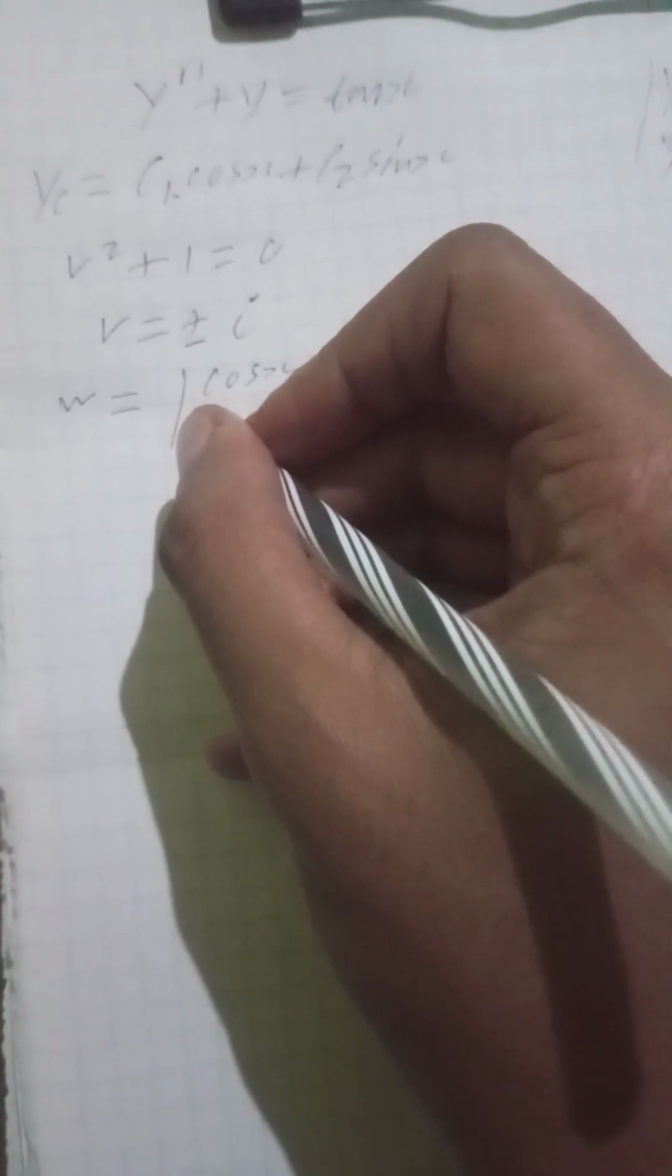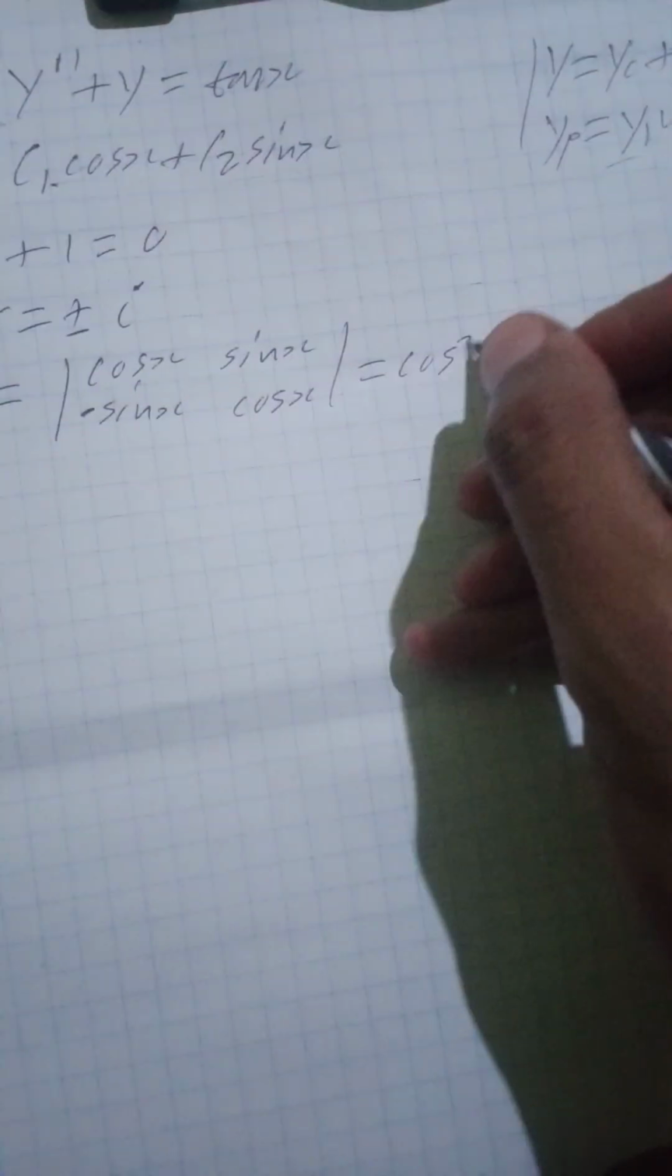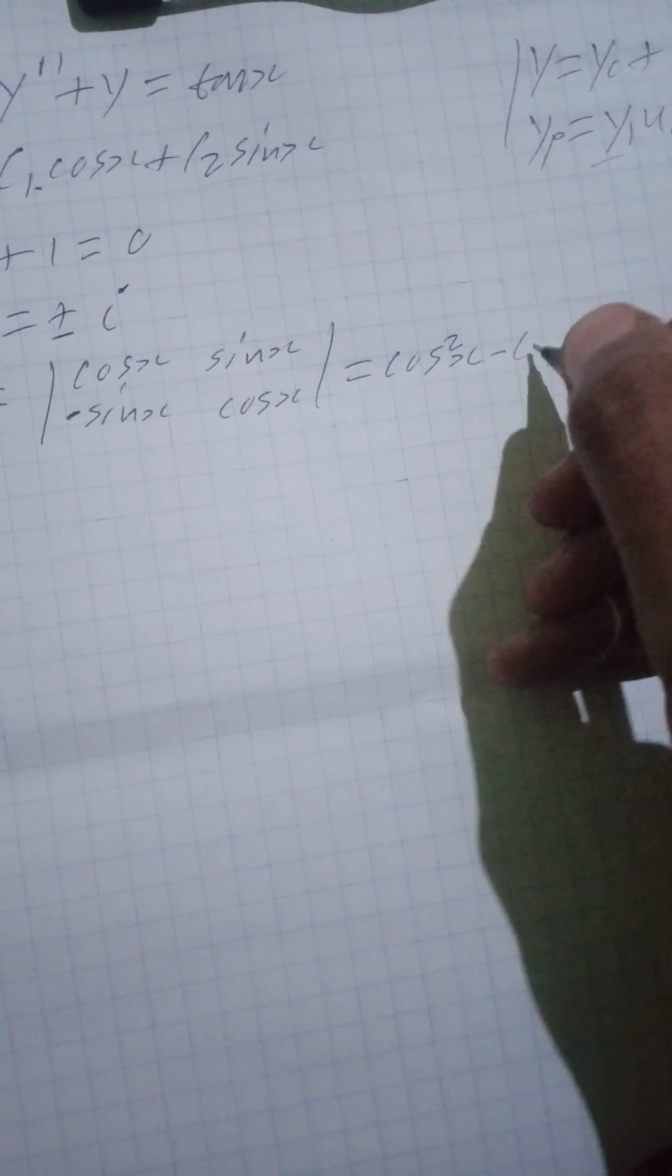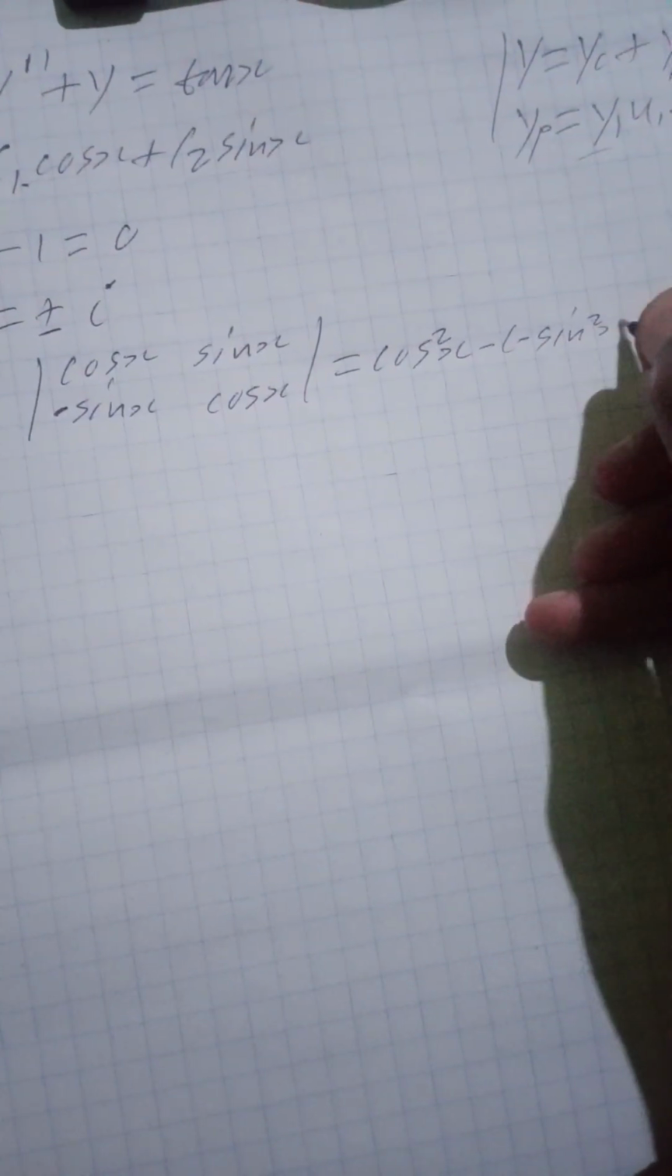Before we do that, it's helpful to find the Wronskian first. The Wronskian is just a determinant of these two functions: cosine x, sine x, the derivative of cosine being negative sine, the derivative of sine being cosine. So this is going to be cos squared x minus negative sine squared x. This is equal to 1.